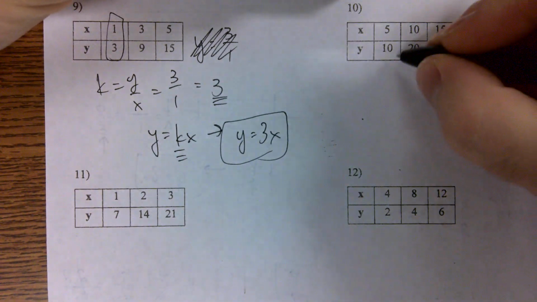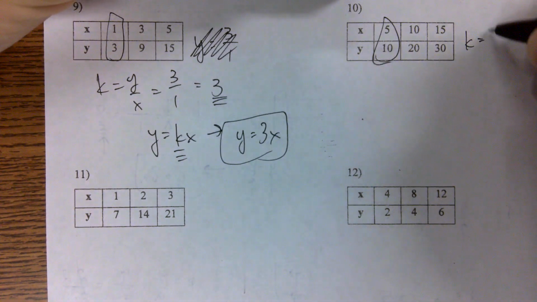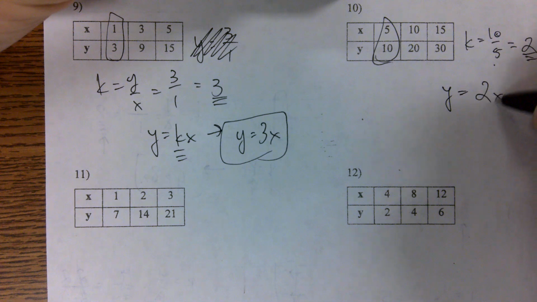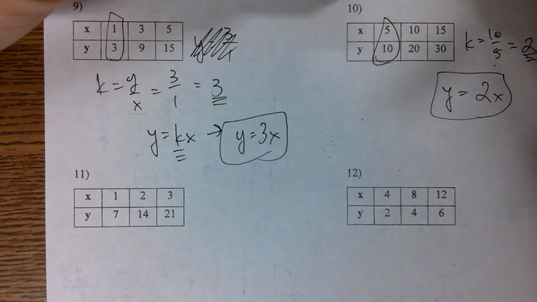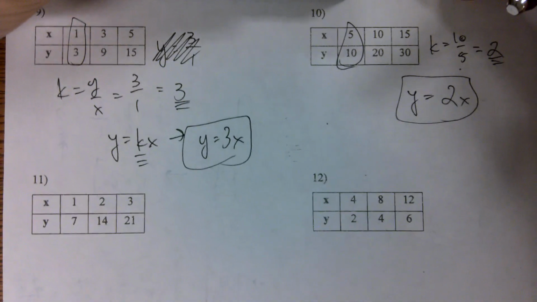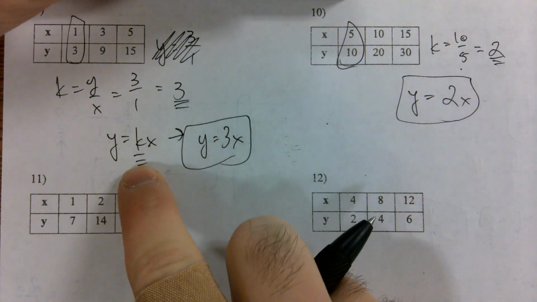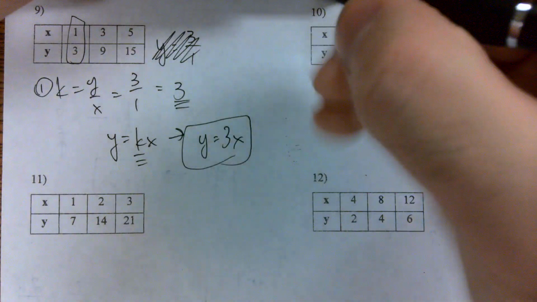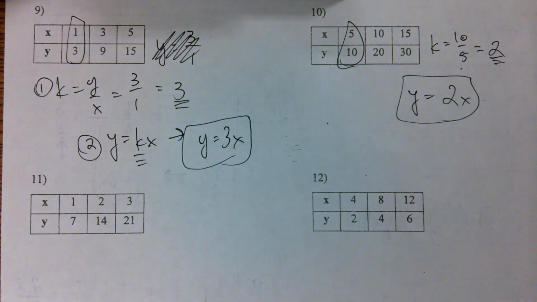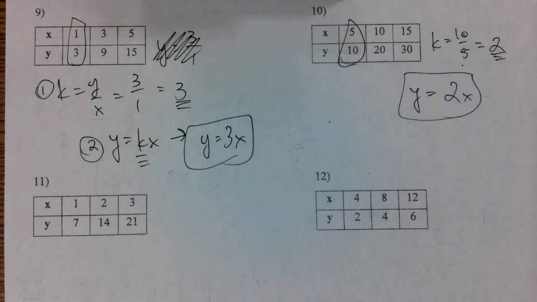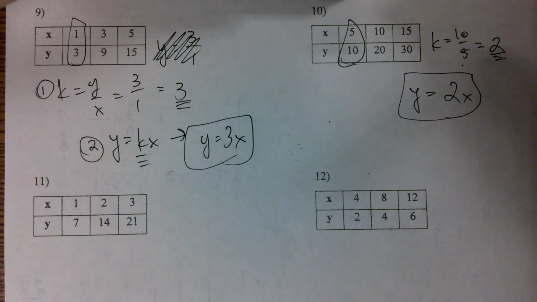Number 10. Take my first 2 points. 10 over 5. 5 goes into 10 2 times, so there's my k. Y is equal to 2x. And I would encourage you to write out the formulas each time, right? Our formula 1, step 1 from our notes, and our second formula, step 2 from our notes. But once you really get comfortable with it, you feel confident in your ability to get it done, you don't need to write the actual formulas each time.